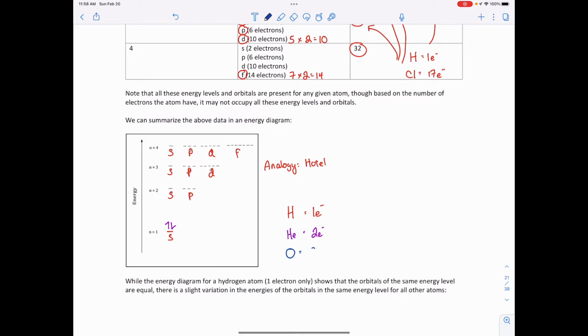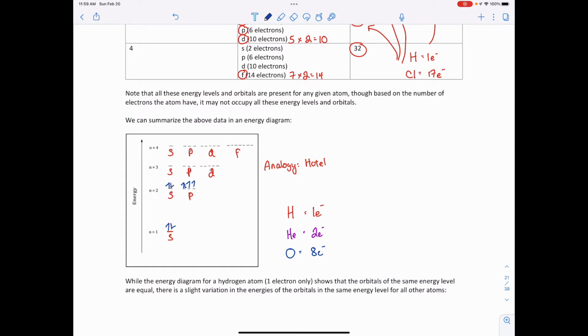Okay, so oxygen here has 8 electrons. The first electron will be filled here, the second one there. So that's 2 electrons filled, and I still have 6 left. Those 6 are going to be filling in the second energy level: 1, 2, 3, 4, 5, 6.